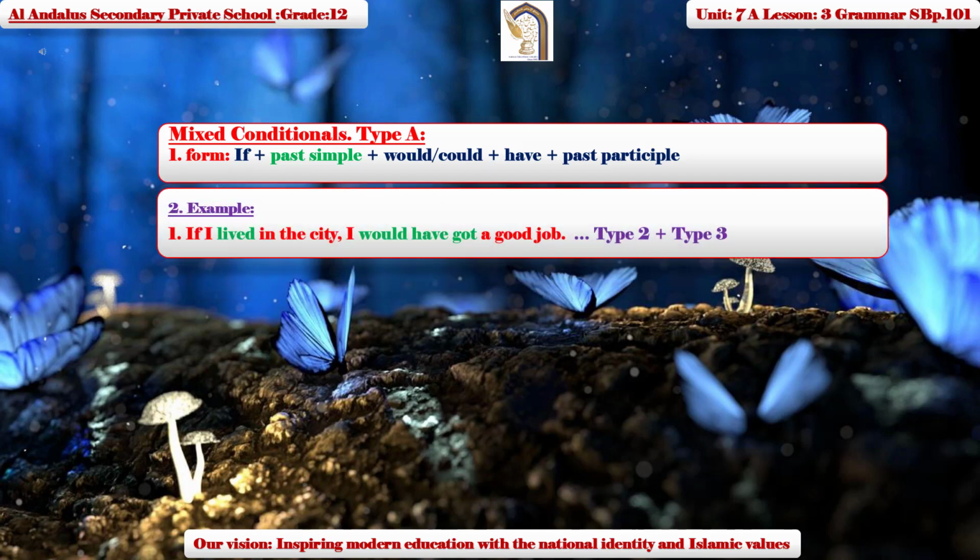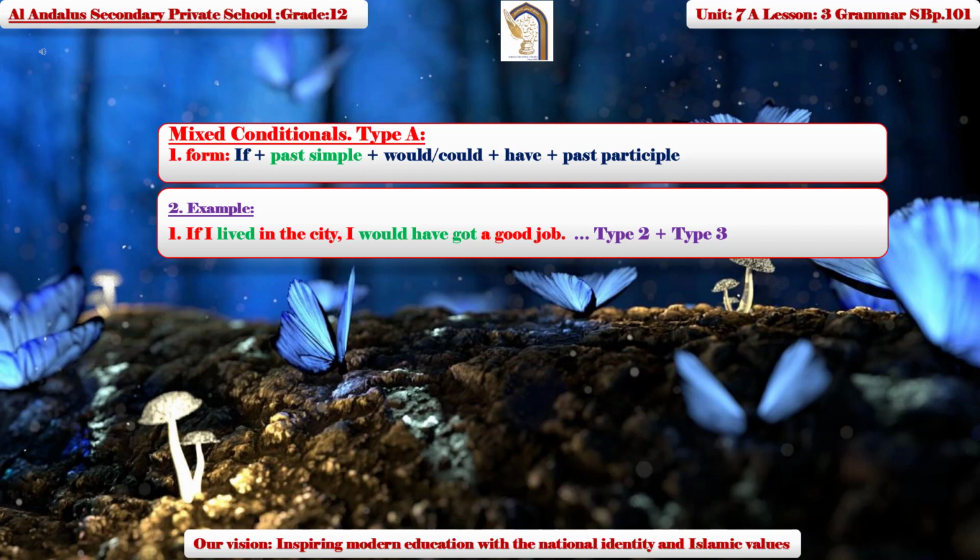If I lived in the city, this is the present situation. This means that I don't live in the city at the moment. I would have got a good job. Of course, the speaker hadn't got a job in the past. So the mixture here is type 2 plus type 3.